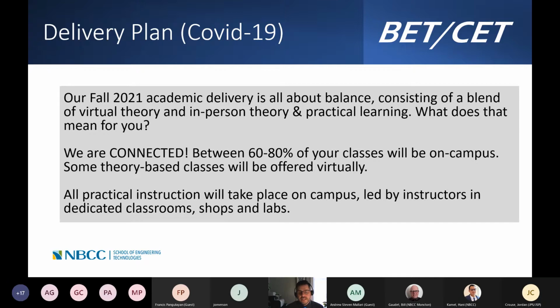Our plan at the moment is to have 60 to 80% of your classes on campus. So that means that we'll leave about 20 to 40%, depending on your program, that could be a virtual delivery. So some of the theory-based classes will be offered virtually, and that percentage will fluctuate slightly depending on which program area you are in.